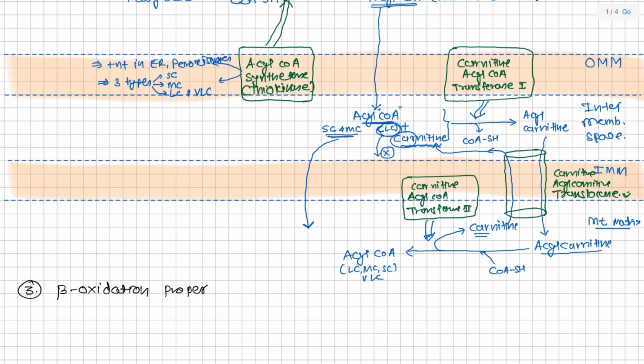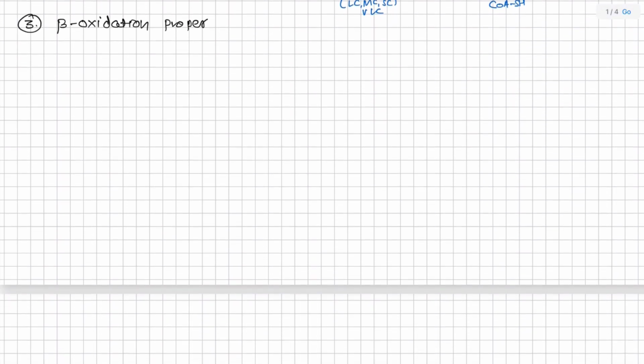So now it's time to discuss beta oxidation proper. For beta oxidation proper, we have our acyl coenzyme A inside the mitochondrial matrix. Let's first draw the structure of acyl coenzyme A. It is R group followed by 2 CH2, followed by the carboxylic carbon and then sulfur with its coenzyme A attached. This is the acyl coenzyme A. And remember, this is the alpha carbon and this is the beta carbon.